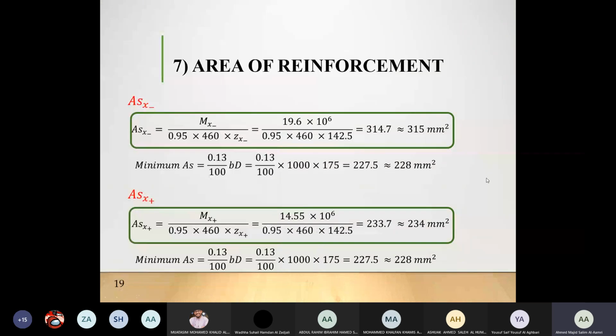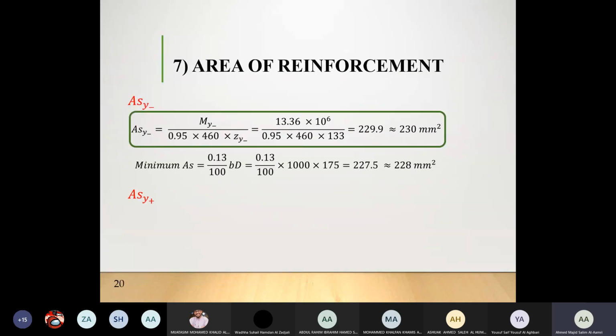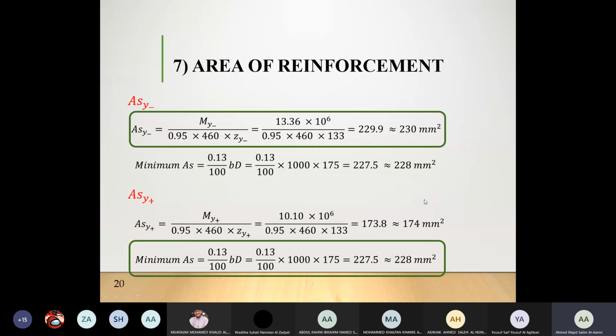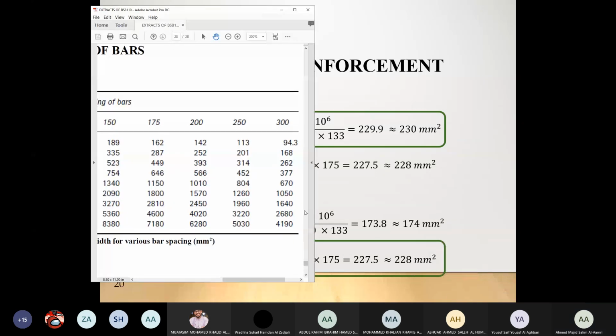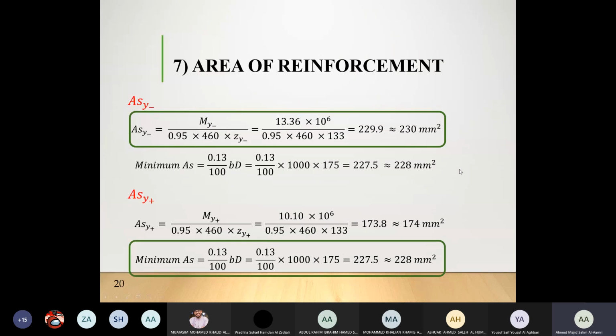Now, what about the Y direction reinforcement? The same thing goes here. You can see we have 230. We started with the first one, 262, so it's more than the required, so that's fine. 228 is more than the required, so we can use 262. So we will provide 10 diameter, and the spacing between one bar to another bar is going to be 300. So this is one method of calculating it.